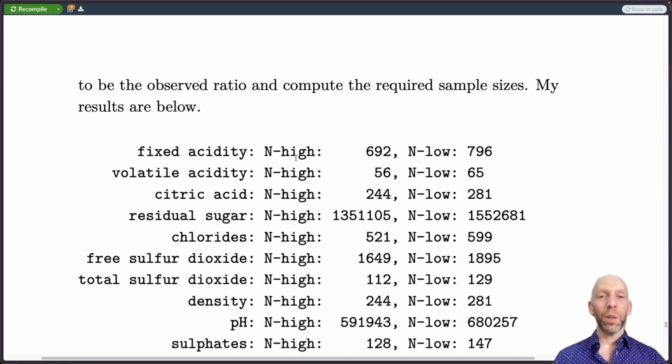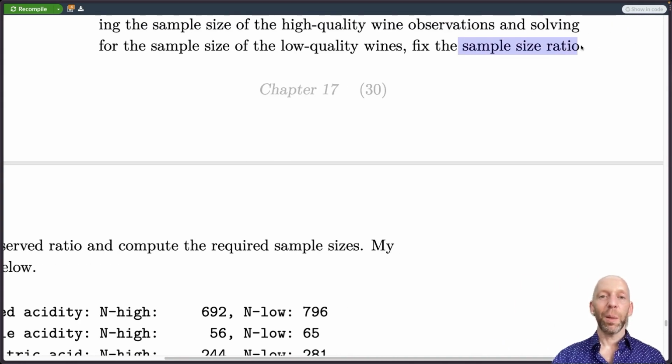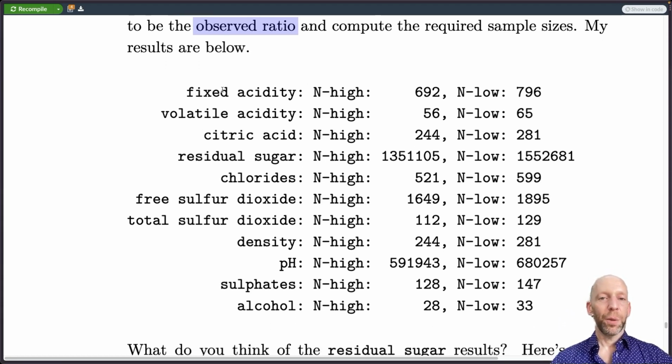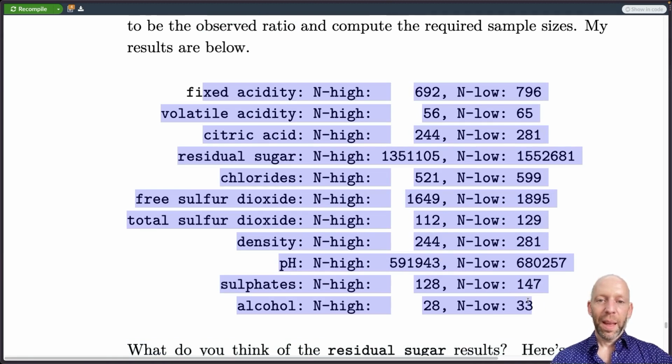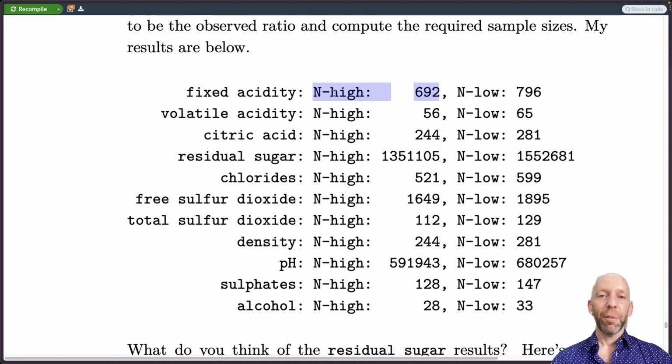But for this exercise, for each variable, set the sample size ratio that you input into the power calculation function to be the observed ratio of the sample sizes based on the data set that we are working with. So I hope that makes sense. And then you want to, again, print out a table that looks like this. For each column, each feature of the wine data, we have the number of subjects in the high rating and the number of subjects in the low rating group.